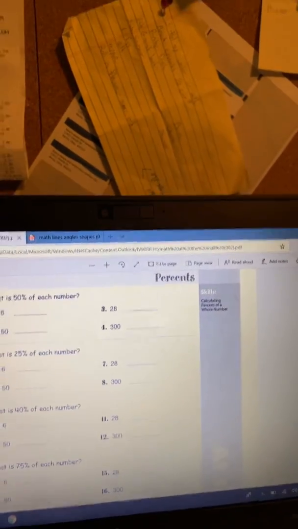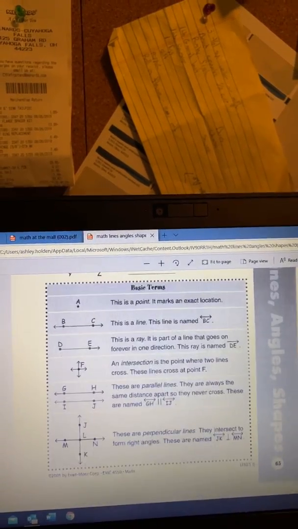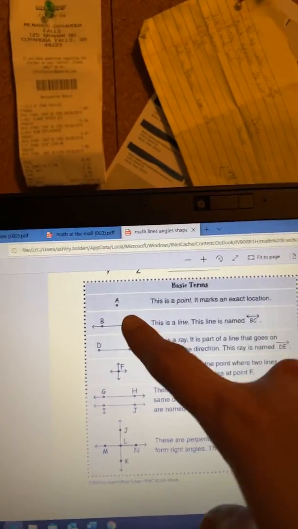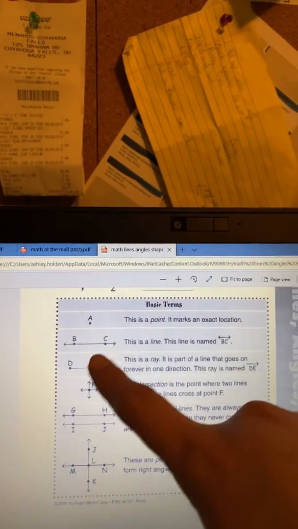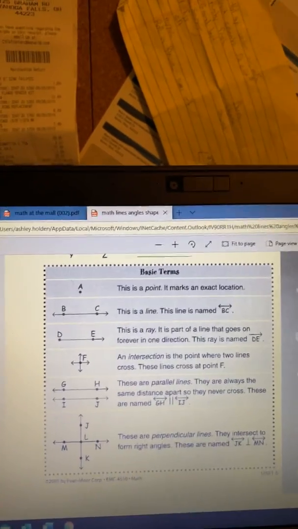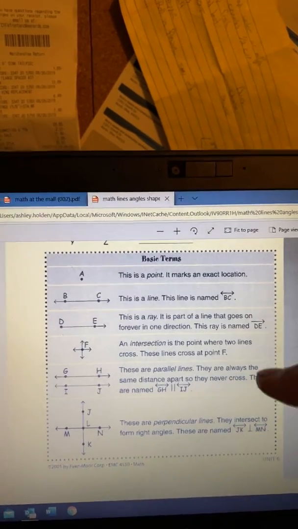Okay. Our last packet that I wanted to start going over with you is the lines, angles, and shapes packet. I'm sorry. First thing is I want to review these terms with you. This is a point, so it marks a location. It also would signify endpoints on rays or line segments. They are all labeled with letters.